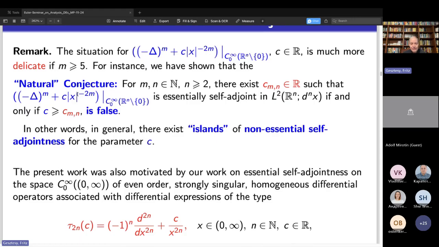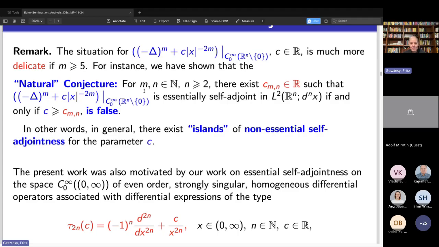One is led naturally by looking at m equals 1, 2, and 3, that there should be a C_{m,n} real number, so that this operator is always essentially self-adjoint as long as the constant C is larger or equal to this constant C_{m,n}. It turns out this is wrong. So this is not true. We have a counterexample in 20 dimensions for m equals 5. It's a long story, so this would be another talk.